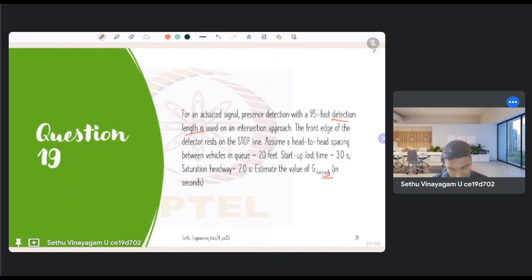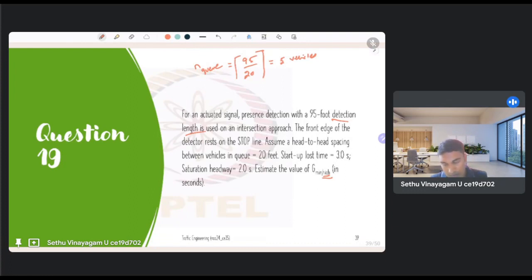Okay, so how will we find the number of vehicles in queue? The detection length is 95 feet, and the head-to-head spacing is 20 feet. Okay, so we have to round this value to the higher end. So if we round it up, what we will get is there will be 5 vehicles in the queue. So this is the maximum number of vehicles that we can assume to be in the queue, for finding the minimum green time. Right?